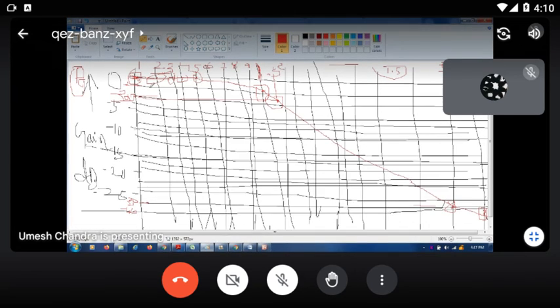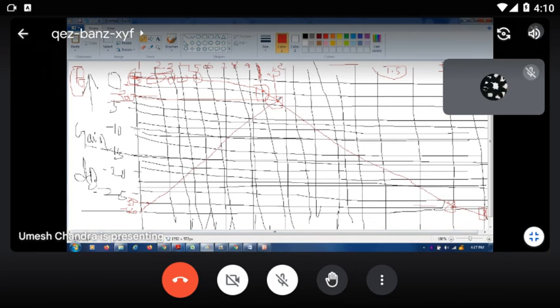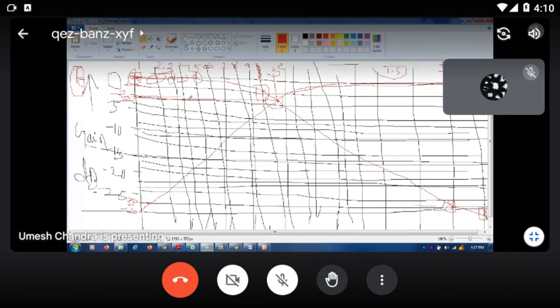The high pass filter case is the same: the gain gradually increases, then after that it is constant. The same minus 3 dB, where it touches. Sir, how are we deciding minus 3 dB?